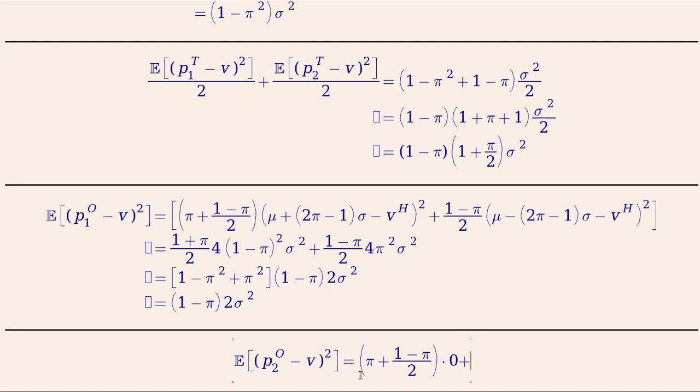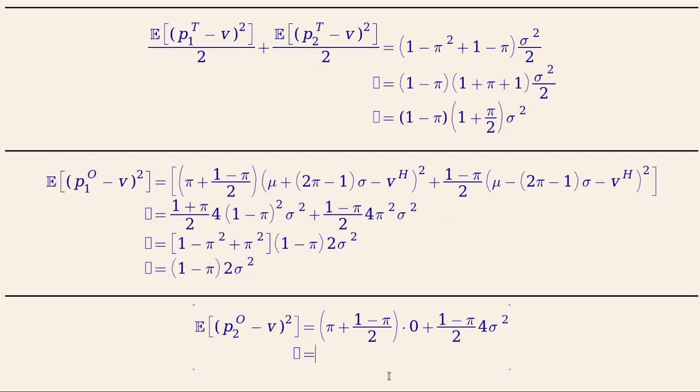While with the remaining probability 1 minus pi over 2, we have a mismatch. So we have uninformed trader trading incorrectly. So either selling a high value asset or buying a low value asset, which means that P minus V will be equal to 2 sigma. So you'll have 4 sigma squared once you square that expression. Which means that once again we arrive to the same value, which is 2, 1 minus pi sigma squared.